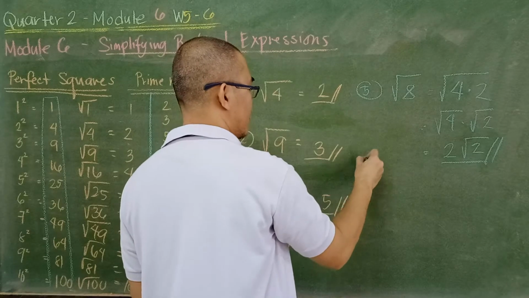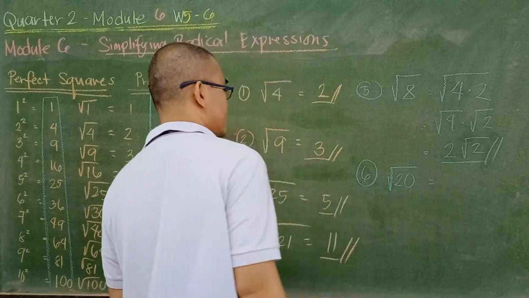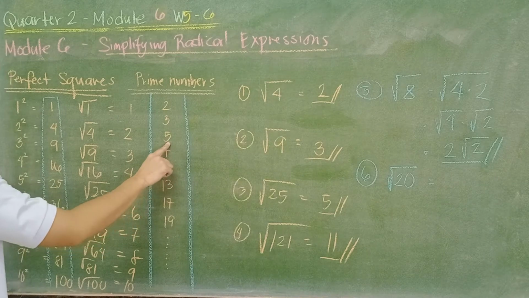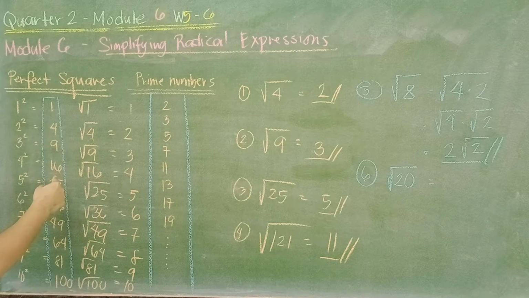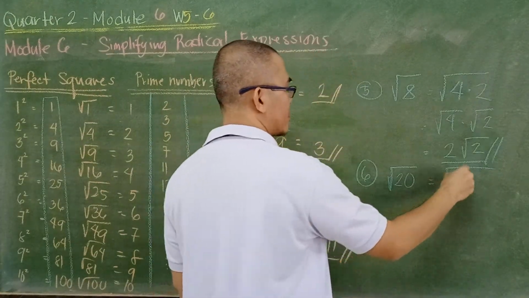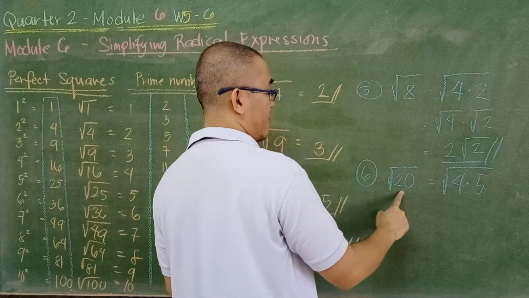Ganyan. Number 6, let's say square root of 20. Halimbawa, square root of 20. So ano kaya pwede natin gamitin factors para sa 20? Ano pwede combination? Isang number dito sa prime numbers, isang number dito sa mga perfect square. So ang gagamitin natin would be yung 5 times 4. Kasi wala nang ibang pwedeng gamitin maliban sa 5 times 4. So yung factors na gagamitin natin for square root of 20 is 4 yung perfect square at saka yung 5 yung prime number. So 4 times 5, you have 20.